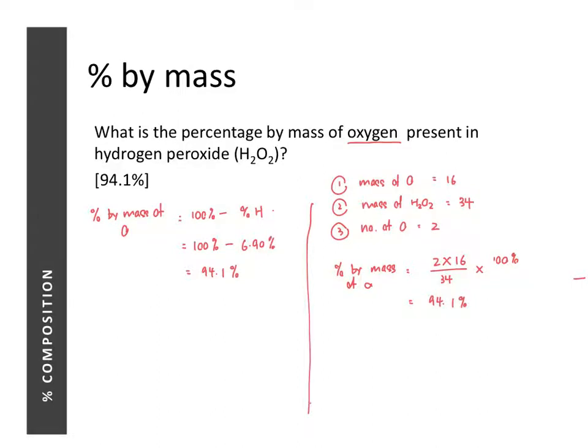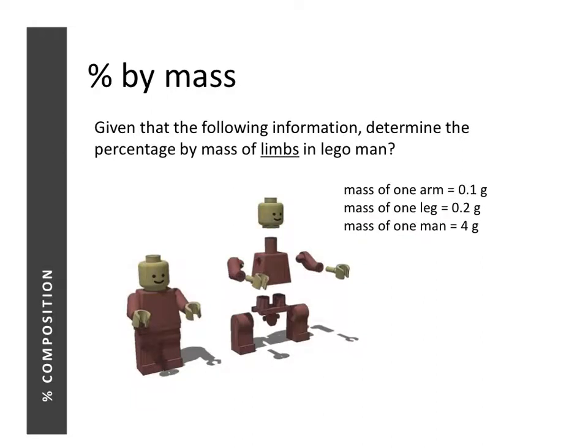Now for one last time we will look at the example of the Lego man, and after this point there will not be any tearing of limbs anymore. Over here, instead of looking at the percentage by mass of arms or legs, we are now looking at a combination, which is the mass of limbs. What defines a limb is the arm plus the leg.